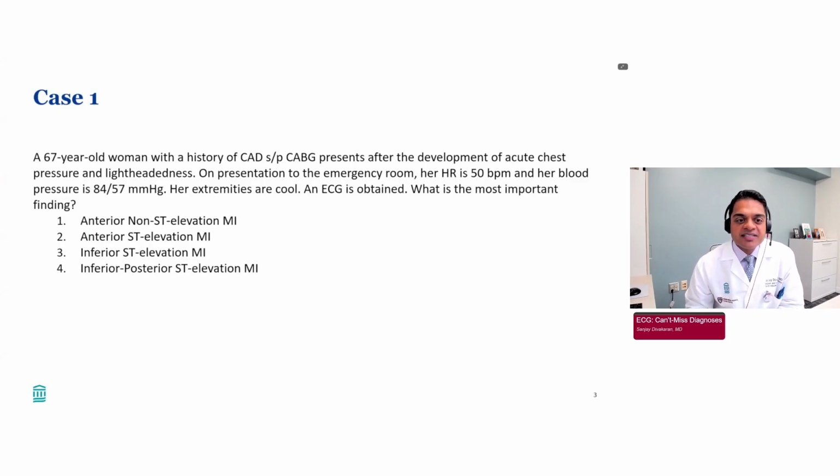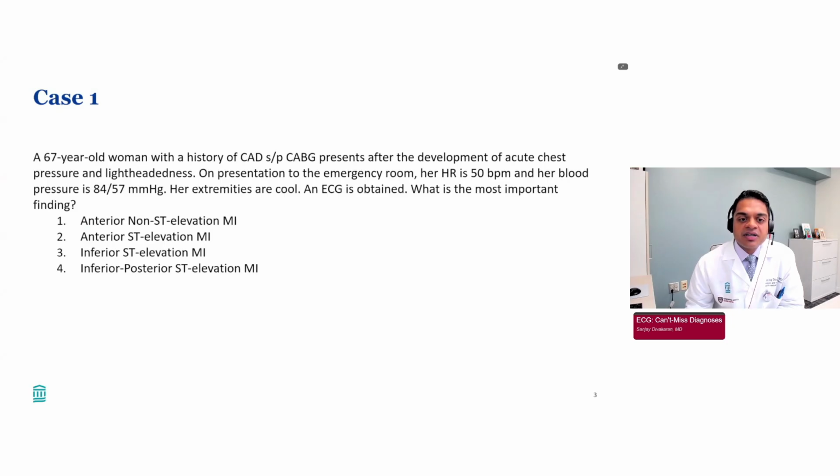So case one is a 67-year-old woman with a history of coronary disease who had bypass surgery, who presents after the development of acute chest pressure and lightheadedness. On presentation to the emergency room, her heart rate is 50 beats per minute, and her blood pressure is 84 over 57 millimeters of mercury. Her extremities are cool. An ECG is obtained. What is the most important finding?